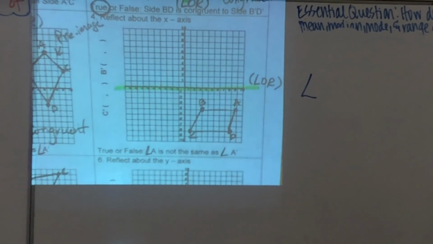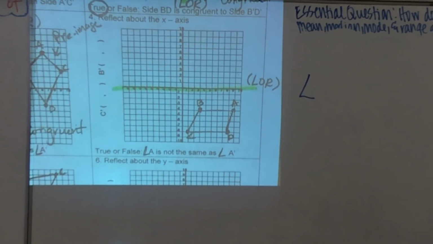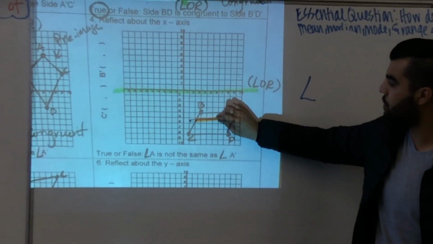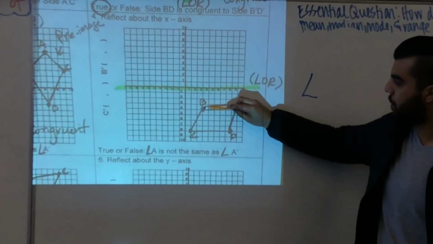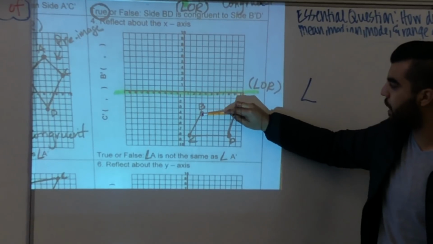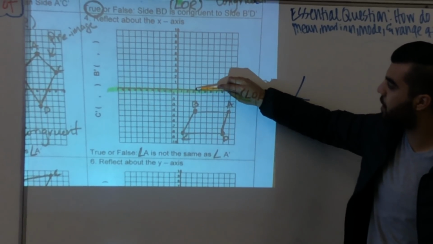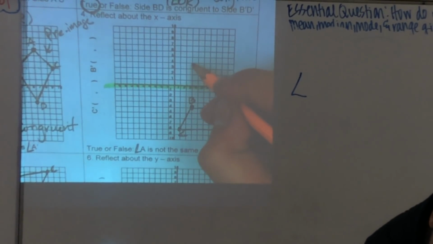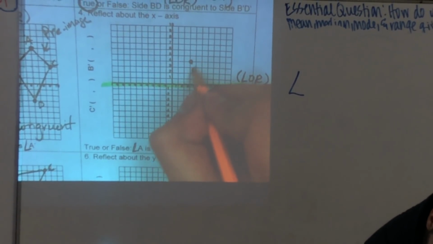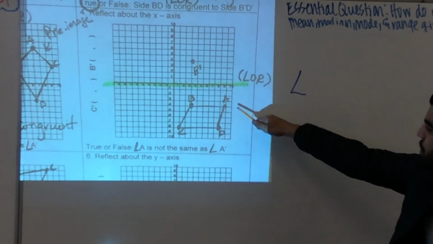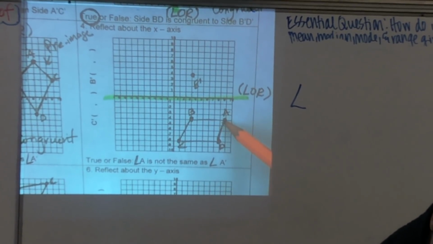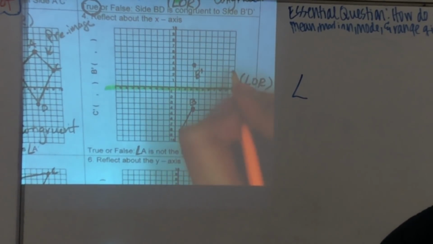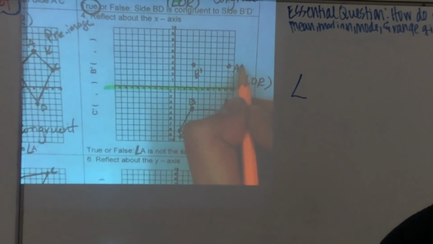And then let's start reflecting these points. So we're going to reflect about the x-axis. So this image is supposed to come up here somewhere. So this B is 1, 2, 3, 4 spaces away from the line of reflection. So now we're going to go 4 spaces up. So 1, 2, 3, 4. This right here is B prime. Let's do the same thing with A. 1, 2, 3, 4. So again, go up 4. 1, 2, 3, 4. This right here is A prime.